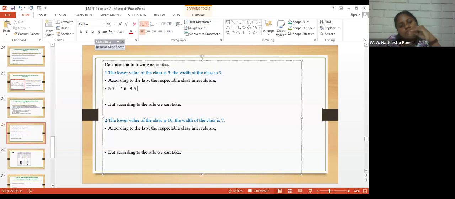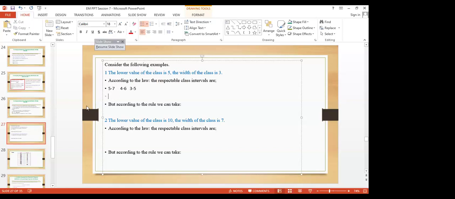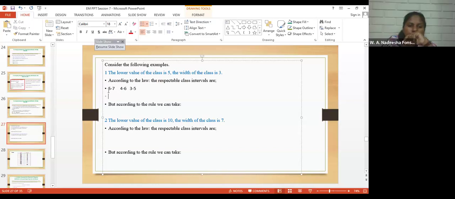Are there any more? No, no need to go beyond this, because here we start from 5 and end with 5. Now we have to consider the rule. This is according to the law: 5 to 7, 4 to 6, 3 to 5.